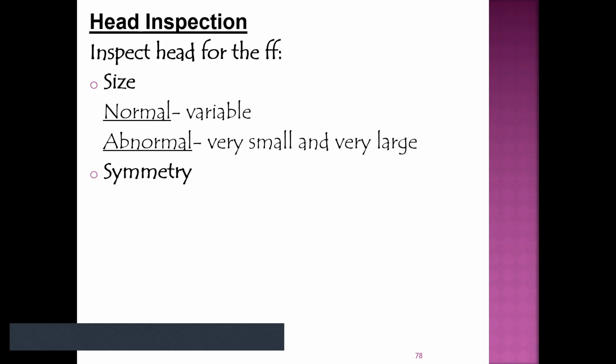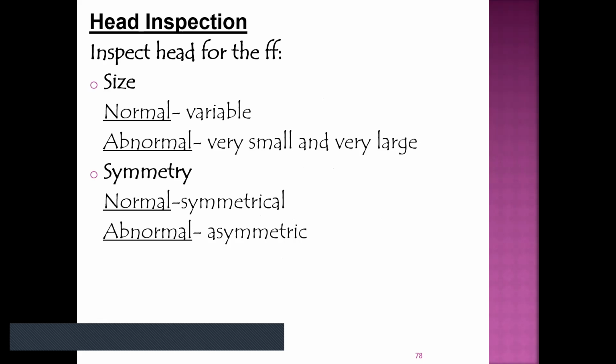In terms of symmetry, we are looking for normal symmetry. If you're talking about an abnormal head symmetry, it may be turned to the left or to the right, or it's quite tilted, or maybe depressed. So you have to check if it is symmetrical to the opposite side. That's how you check for symmetry.